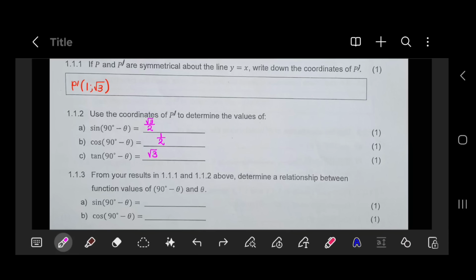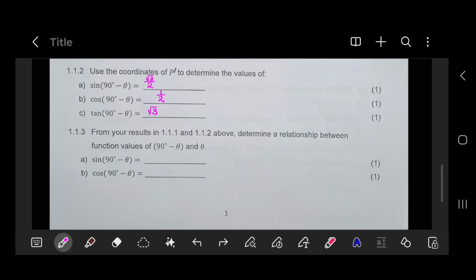So 1.1.3 says, from your results in 1.1.1 and 1.1.2 above, determine a relationship between function values of 90 minus theta and theta. So we need function values of these. Basically, we are trying to find a relationship between 90 minus theta and theta.